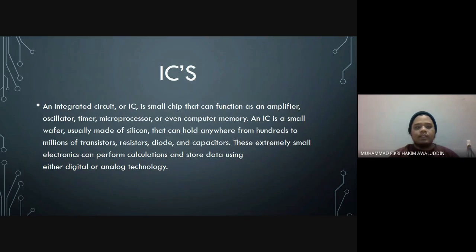ICs. The integrated circuit, or IC, is a small chip that can function as an amplifier, oscillator, timer, microprocessor, or even computer memory. An IC is a small wafer usually made of silicon that can hold anywhere from 100 to millions of transistors, resistors, diodes, and capacitors. This extremely small electronic can perform calculations and store data using either digital or analog technology.